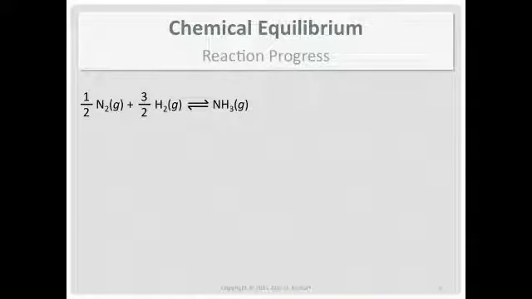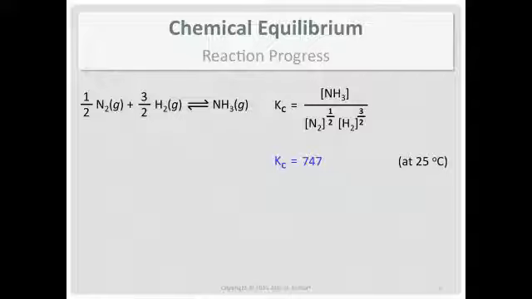This reaction describes the formation of ammonia from nitrogen and hydrogen gases. If you have something to the 3/2 power, like we do for the concentration of H2, you take the square root of it and then you cube it. The numerical value for that at 25 degrees Celsius is 747.